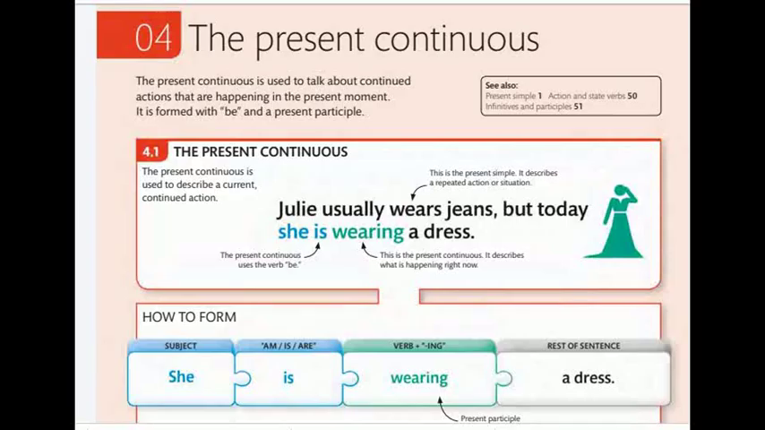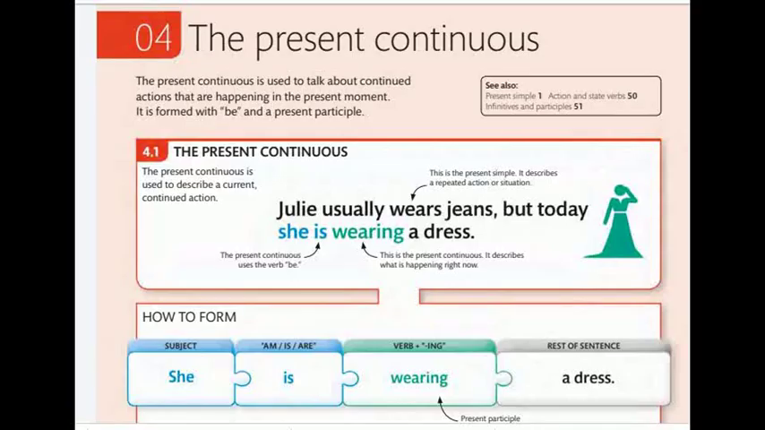Unit 4, present continuous. The present continuous is used to talk about continued actions that are happening in the present moment. It is formed with be and a present participle. 4.1. Present continuous. The present continuous is used to describe the current continued action. For example, Julie usually wears jeans, but today she is wearing a dress.